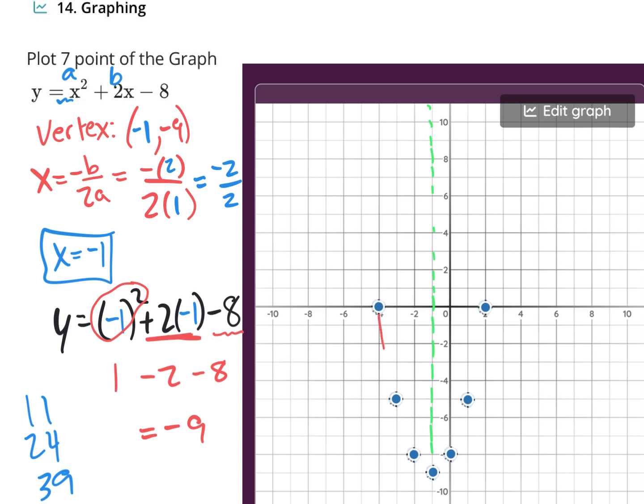Of course, if you were on paper, you would actually draw your parabola through these dots and you would put arrows on it.